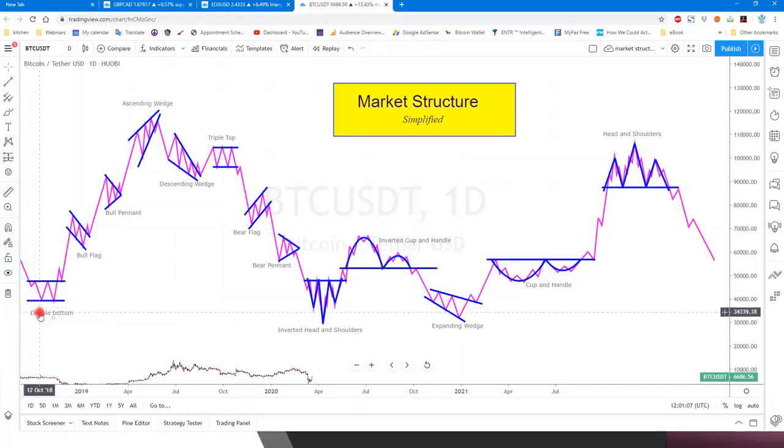So starting on the left, we see double bottom, we see bull flag, bull pennant, we see ascending triangle, descending wedge, triple top, bear flag, bear pennant, inverted head and shoulders, expanding wedge, cup and handle, and head and shoulders. But these are the most reliable, well-known, supported patterns.